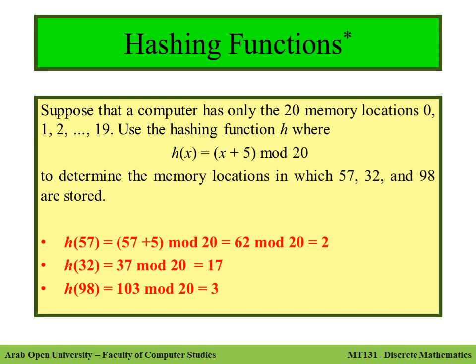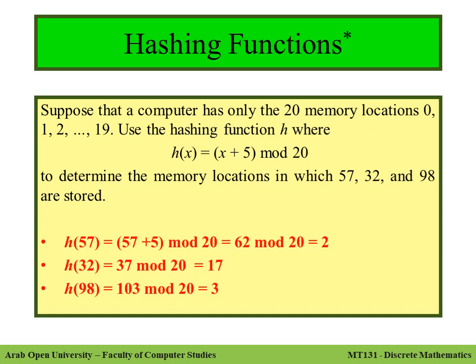For example, where would you store 57? h of 57 is 57 plus 5 mod 20, which is 62 mod 20, which is equal to 2. 57 is stored in memory location number 2.